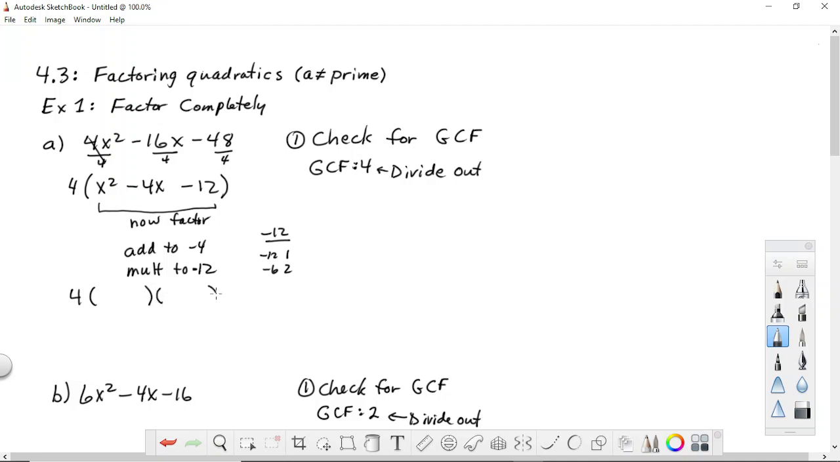And remember, in this simpler method that you can use when the coefficient of x squared is 1, once you get those numbers, you just fill them in to the binomials like this. Actually, I should put a negative sign there, negative 6 and plus 2. Okay, and that's it. That is factored.